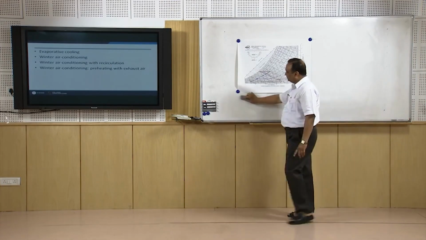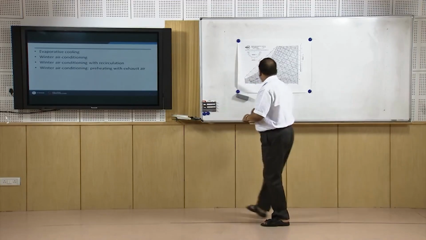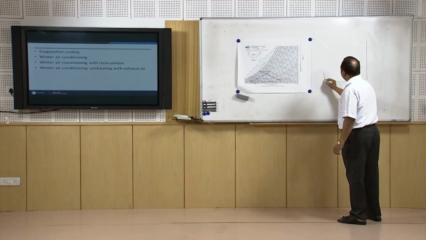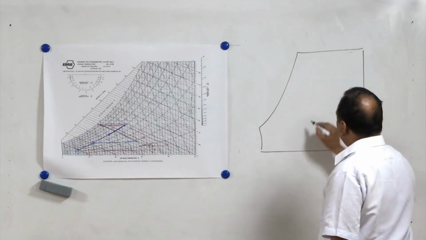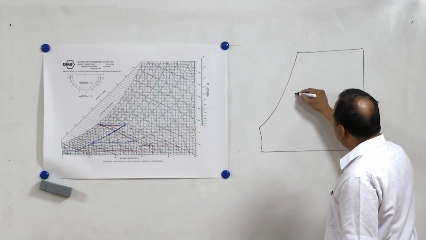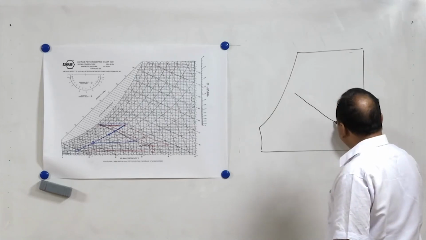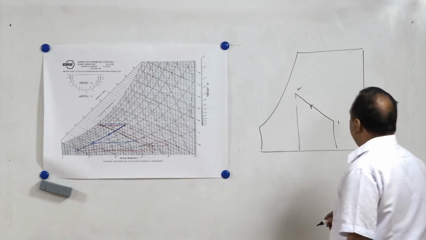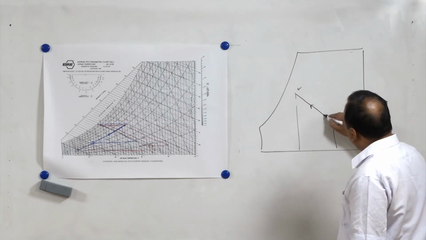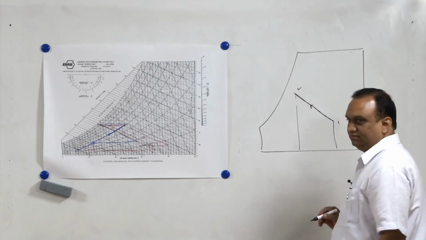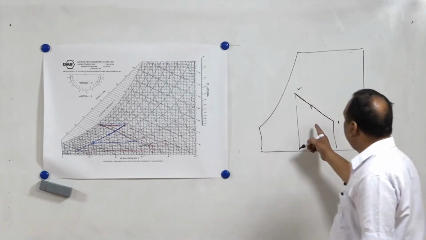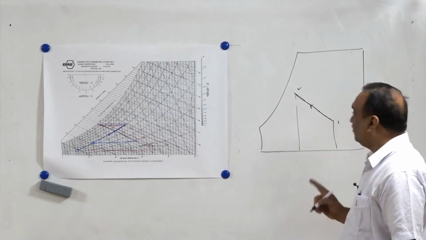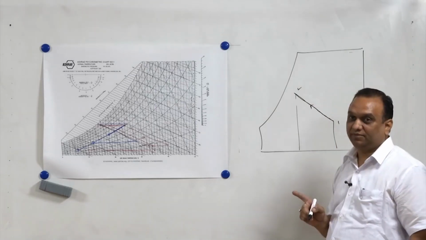In evaporative cooling, the water is used for the cooling purpose, and evaporation of water brings the temperature down. This is during evaporative cooling, state 1 to 2, and this line follows the constant wet bulb temperature line. Now this is possible only in the case when the temperature of water is equal to the wet bulb temperature.